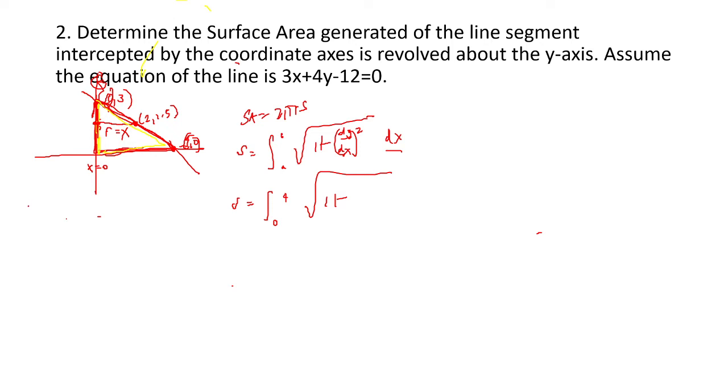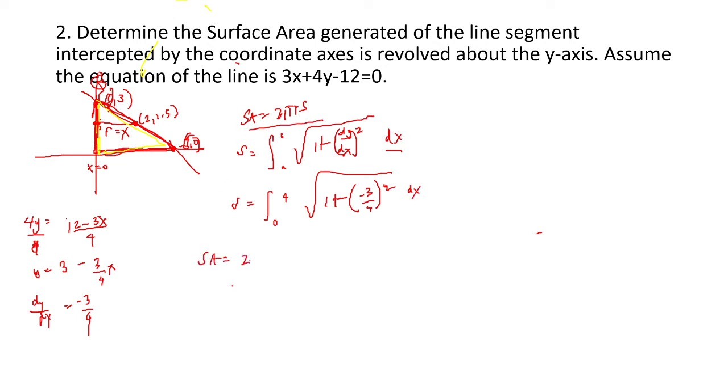Right? 0 to 4, 1 plus, what is dy over dx? So 3x plus 4y equals 12, so 4y equals 12 minus 3x. So divide by 4 rather. Divide by 4. So y equals 3 minus 3/4 x, or dy over dx is negative 3/4. So that's 1 plus negative 3/4 squared dx. Okay, we can put that here. So SA is equal to 2 pi from 0 to 4.